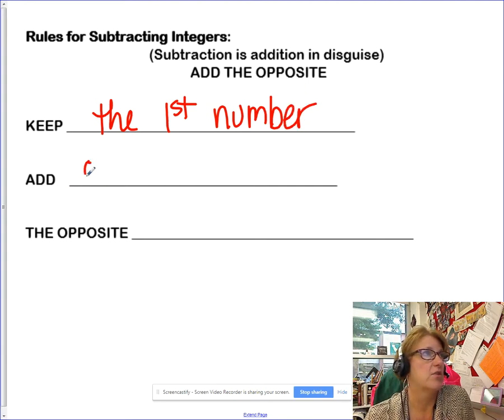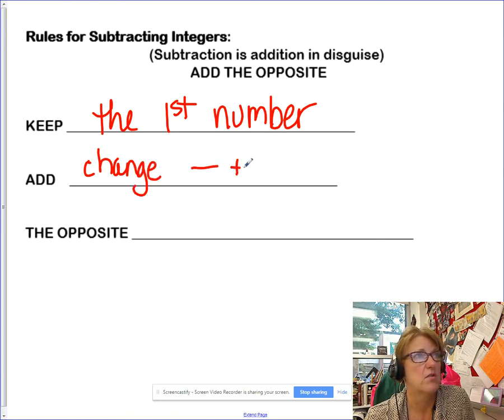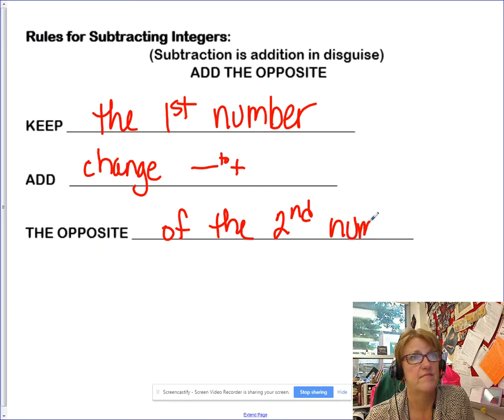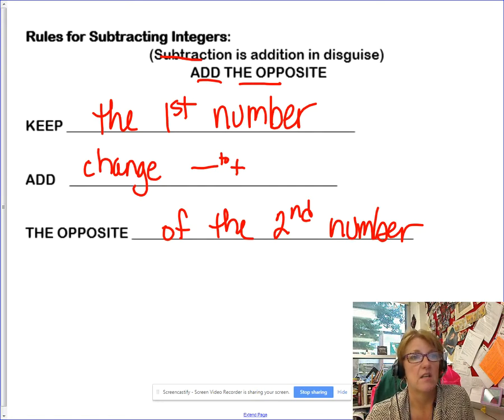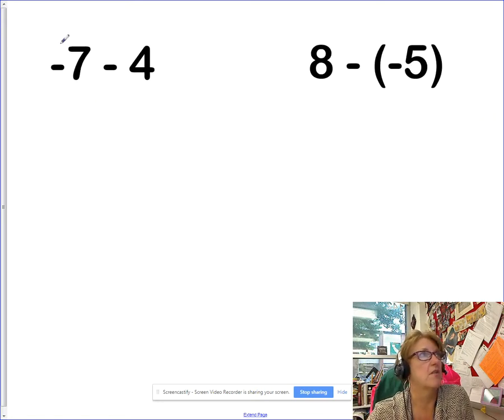Add, so change your subtraction to adding. Change subtract to add. And then take the opposite of the second number. So oftentimes you'll hear me say, keep, add the opposite, or subtraction means add the opposite. Ready? Here we go. Let's go to town.